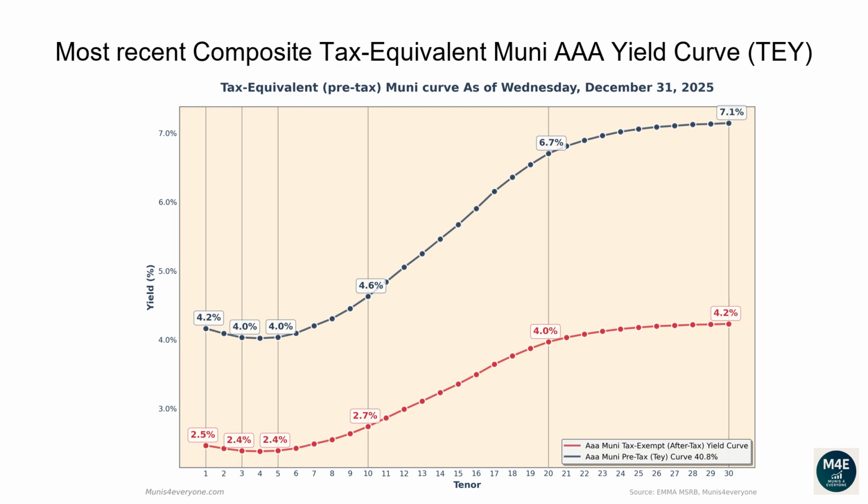The one-year tax-exempt yield is 2.47%, corresponding to a 4.17% tax-equivalent yield for investors in the top tax bracket. The two-year tax-equivalent yield is 4.09%. The 5-year tax-equivalent yield is 4.04%. The 10-year tax-equivalent yield is 4.63%. The 20-year tax-equivalent yield is 6.7%. The 30-year tax-equivalent yield is 7.15%.